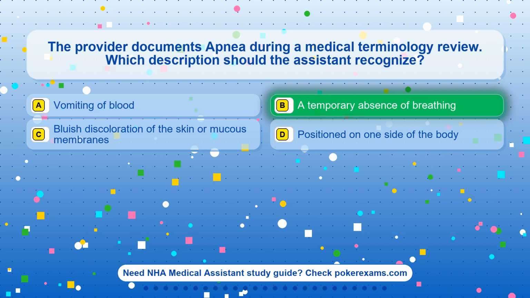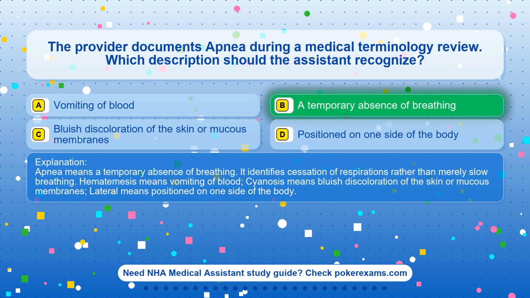The correct answer is option B, a temporary absence of breathing. Apnea means a temporary absence of breathing. It identifies cessation of respirations rather than merely slow breathing. Hematemesis means vomiting of blood. Cyanosis means bluish discoloration of the skin or mucous membranes. Lateral means positioned on one side of the body.